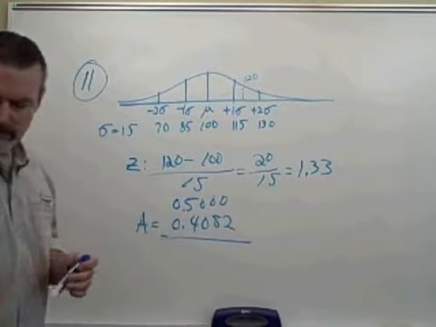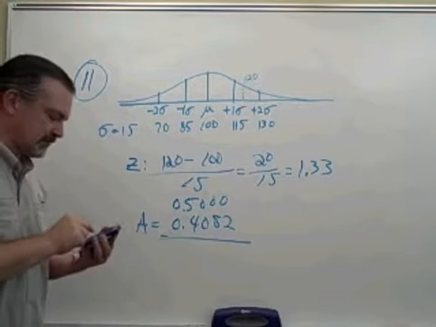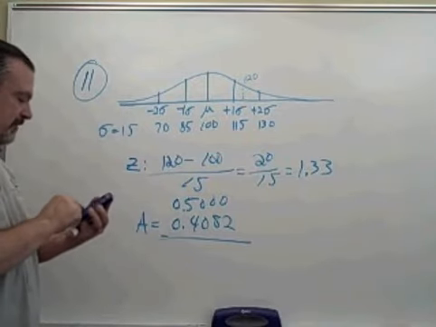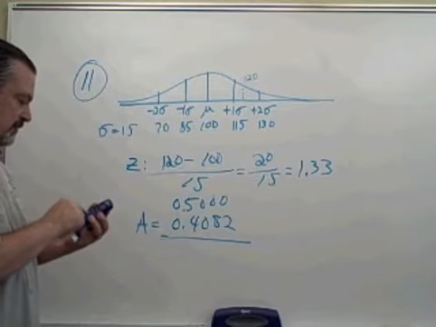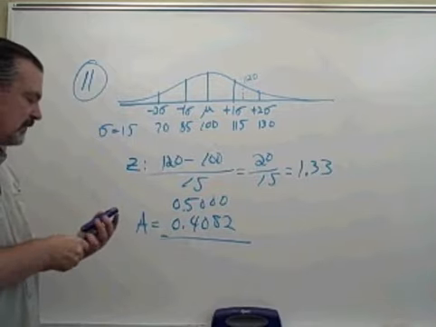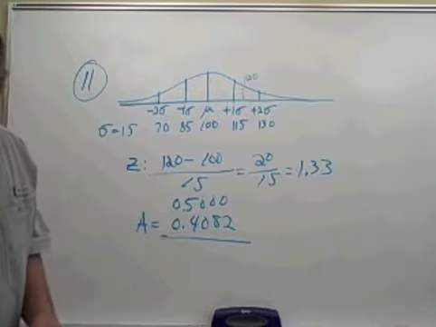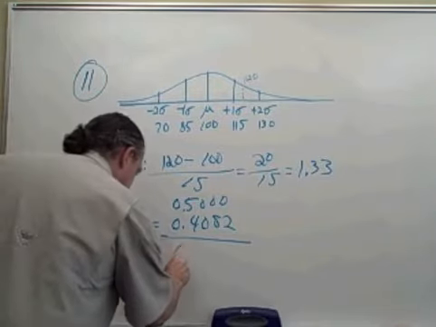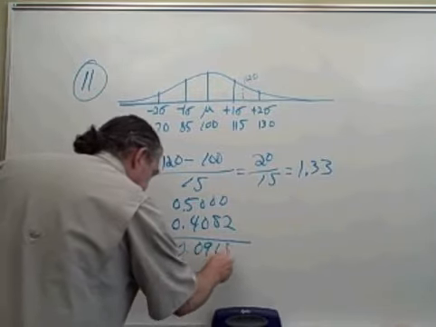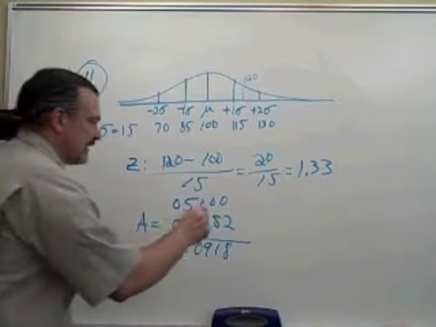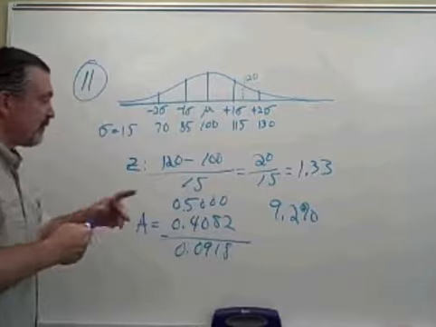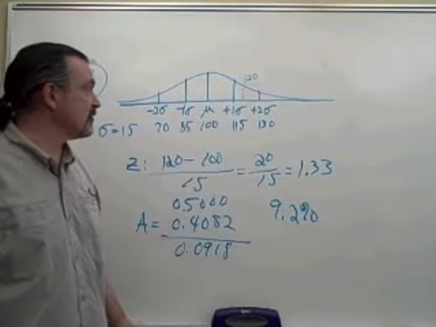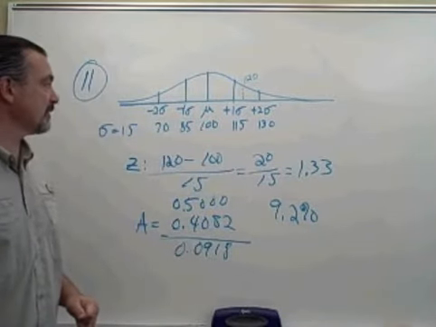And so I think I'm going to be lazy and do that subtraction with the calculator here. 0.5 minus 0.4082 equals 0.0918, or approximately 9.2% of the population has an IQ greater than 120.